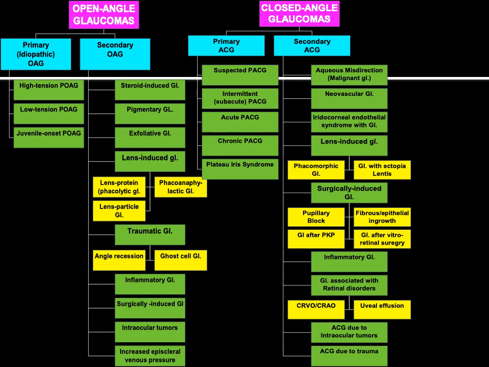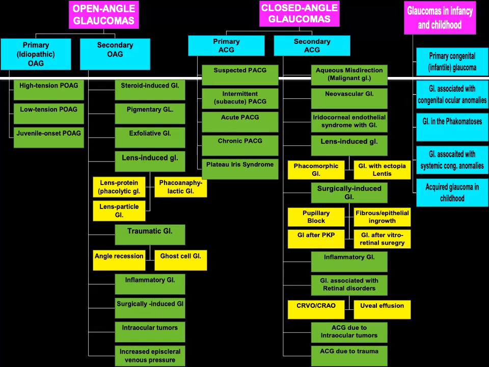The secondary angle closure glaucomas include aqueous misdirection syndrome or malignant glaucoma, neovascular glaucoma, glaucoma associated with iridocorneal endothelial syndrome, also phacomorphic glaucomas, some surgically induced glaucomas like pupillary block and epithelial ingrowth, other forms of inflammatory glaucoma, and also glaucoma associated with retinal disorders.